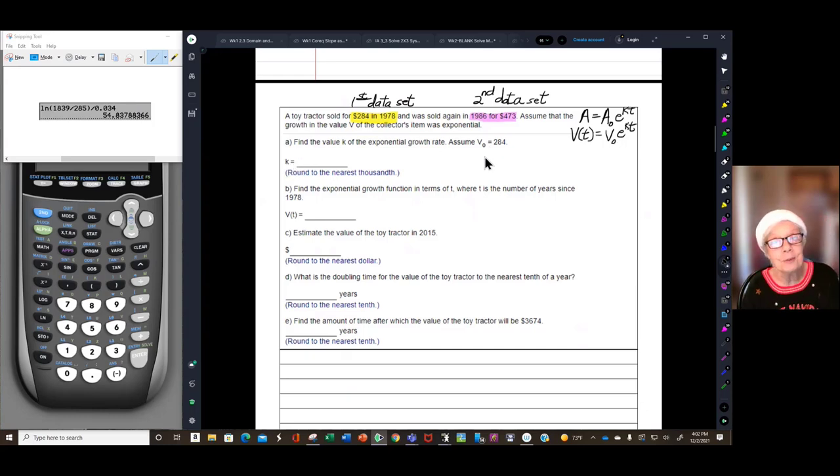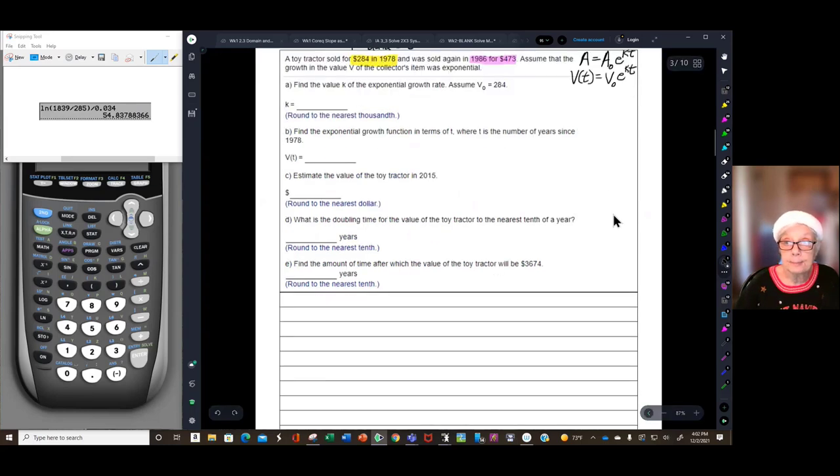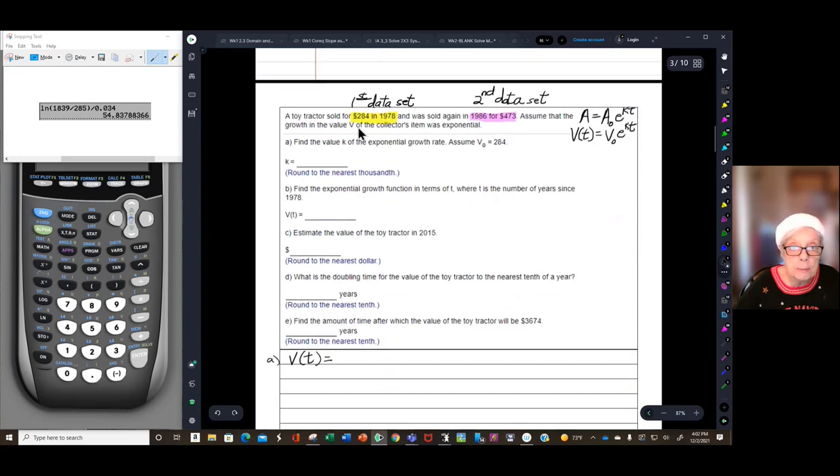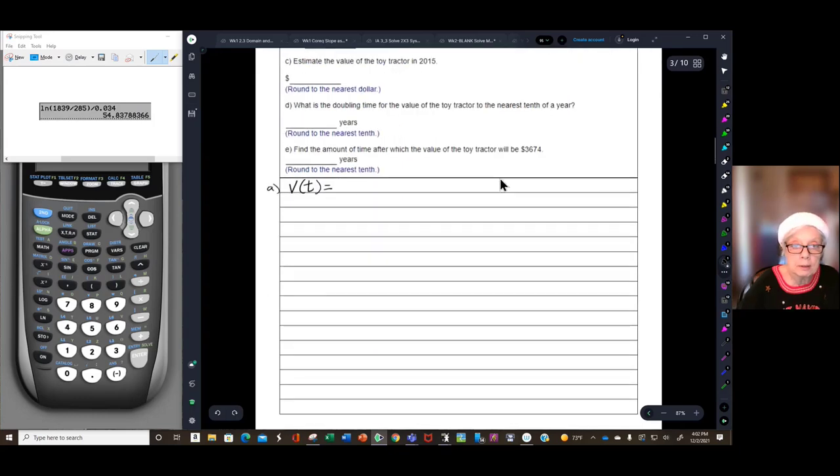But we haven't found k, have we? No, we have not. So to find k, we have to use the second data set. So here we have V of t equals V naught, which is the initial amount, 284.